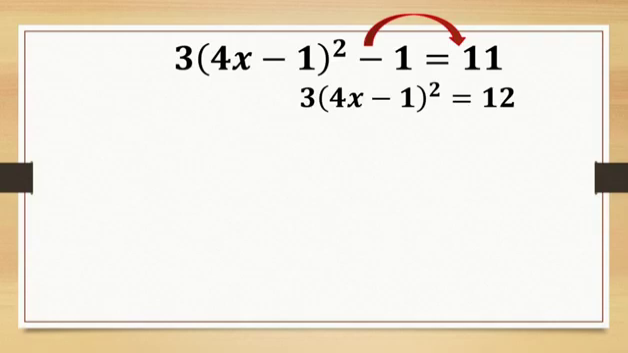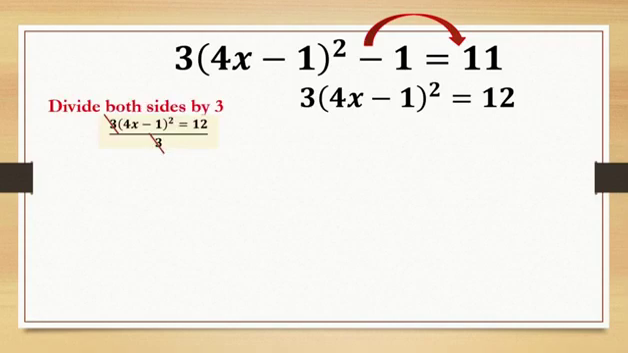Since we have 3, to remove it, divide both sides by 3. We can now cancel the 3. What's left is the quantity 4x minus 1 squared is equal to 4. Why 4? Because we divided by 3, so 12 divided by 3 is equal to 4.